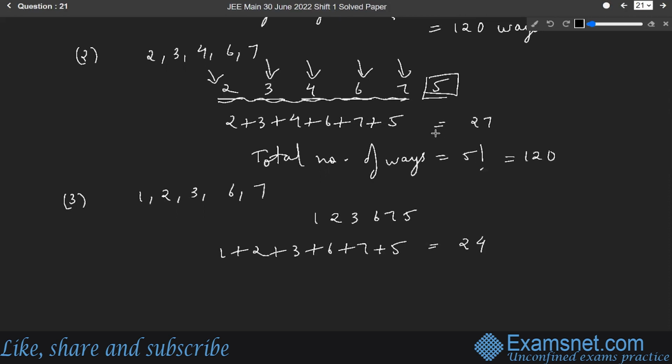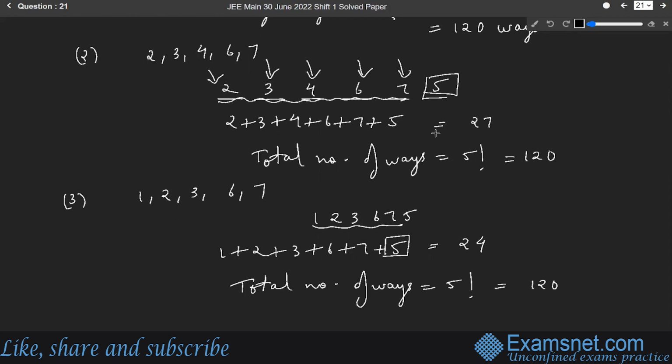Again, 24 is divisible by 3, right? And we know that the last digit is fixed. So for the remaining 5 digits, we have the total number of ways, which is 5 factorial. And what is 5 factorial again? It is 120. Okay, so we have 3 possible cases for this question.